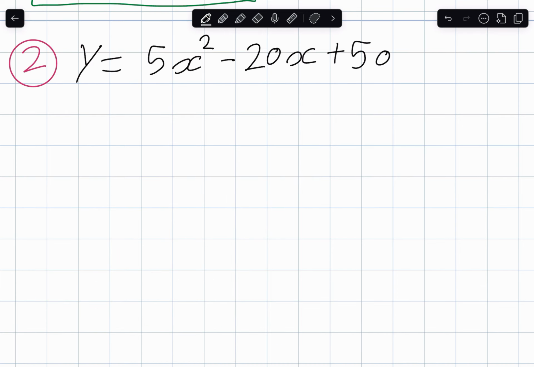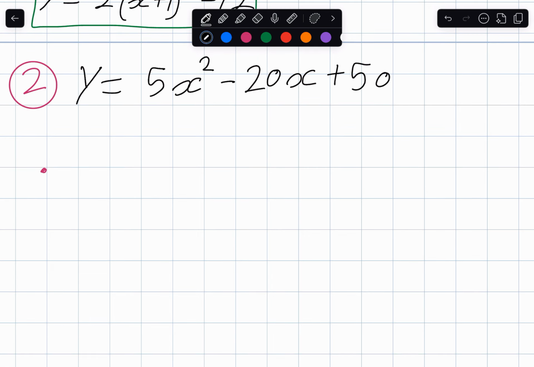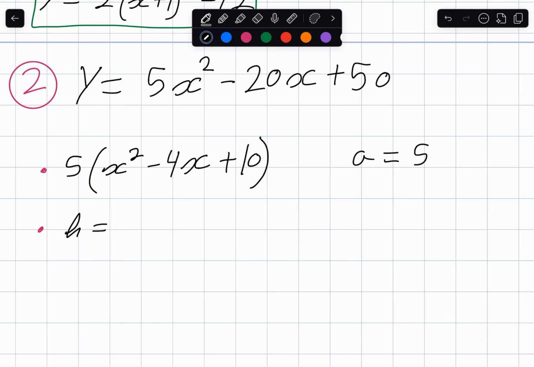We have a second exercise. You can pause the video and try this out. Our first thing that we need to do is factor out the first coefficient, which is 5. Our second step is finding h. We simply divide b by 2. Our b here is minus 4. So our h is going to be minus 2.